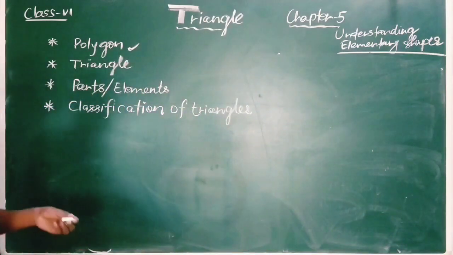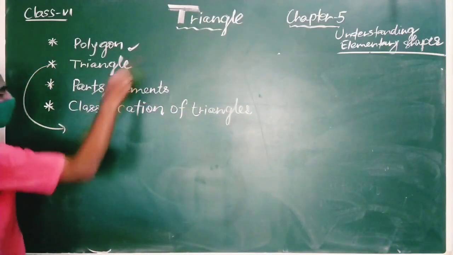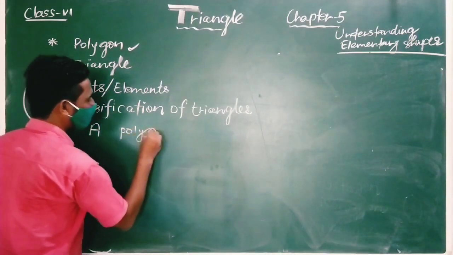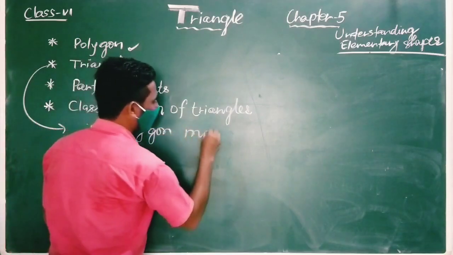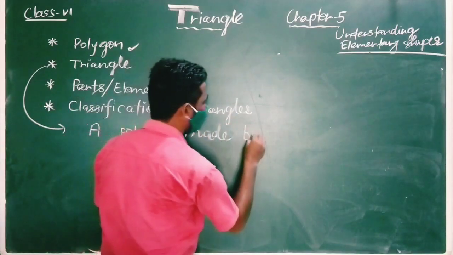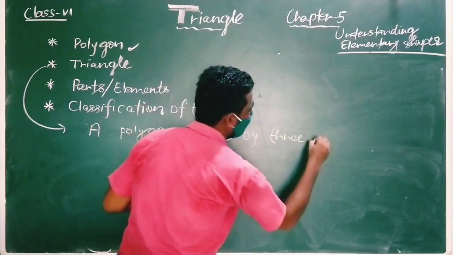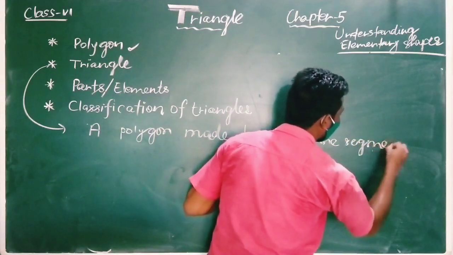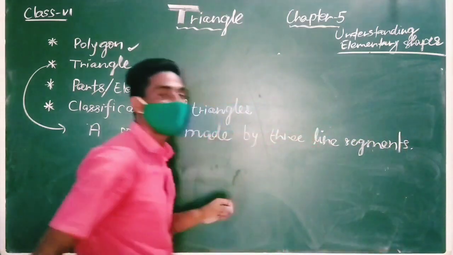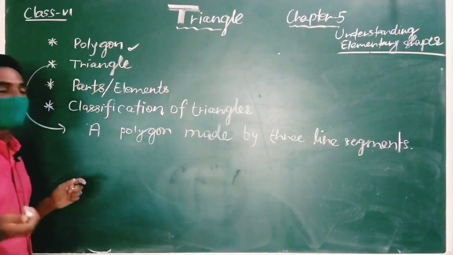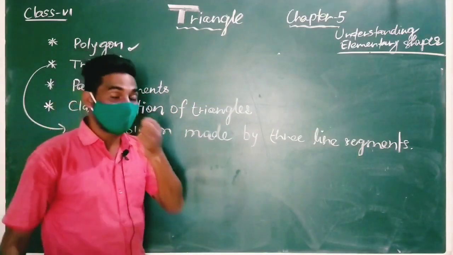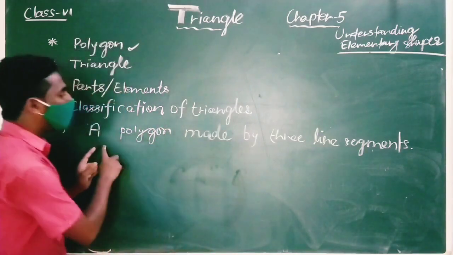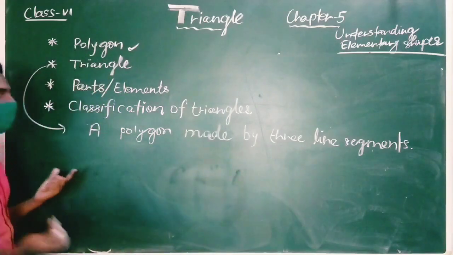So what is a triangle? By the name only it is clear. If you talk about the triangle, it is a polygon made or bounded by 3 line segments. If any picture is made up of 3 line segments, that is called a triangle. And if anybody asks you whether a triangle is a polygon, yes, a triangle is a polygon, because a triangle is one of the types of polygon. So a polygon made by 3 line segments is called a triangle.